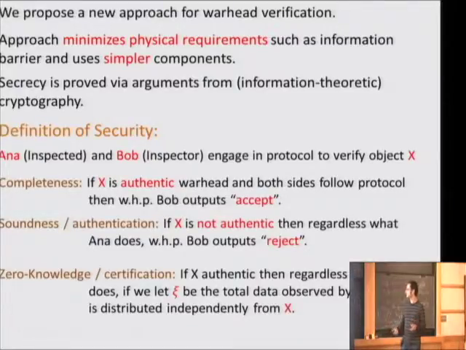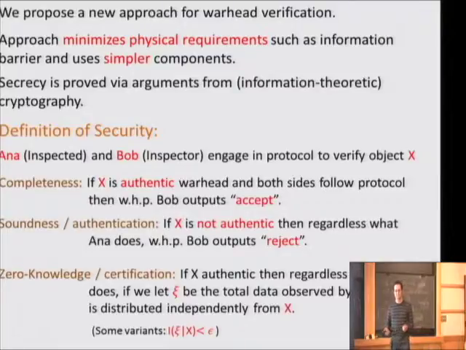The zero-knowledge property is that if you look at the total data that the inspector has learned, then that should be distributed independently from the actual object. So you shouldn't learn anything about the object. And in some variants, we're going to say it has just small mutual information with the object, so statistically close to being independent. So this is not computational? No, we are going to work information theoretic, yes.